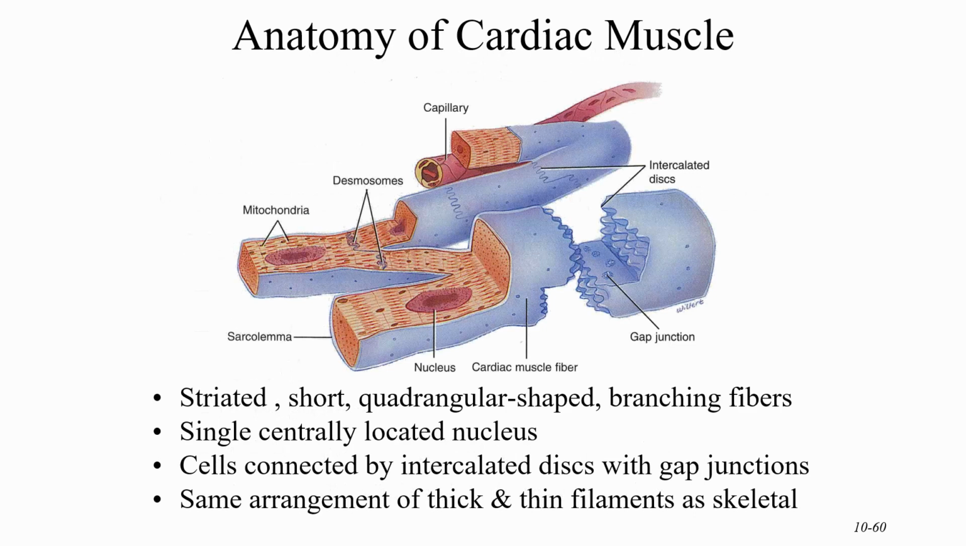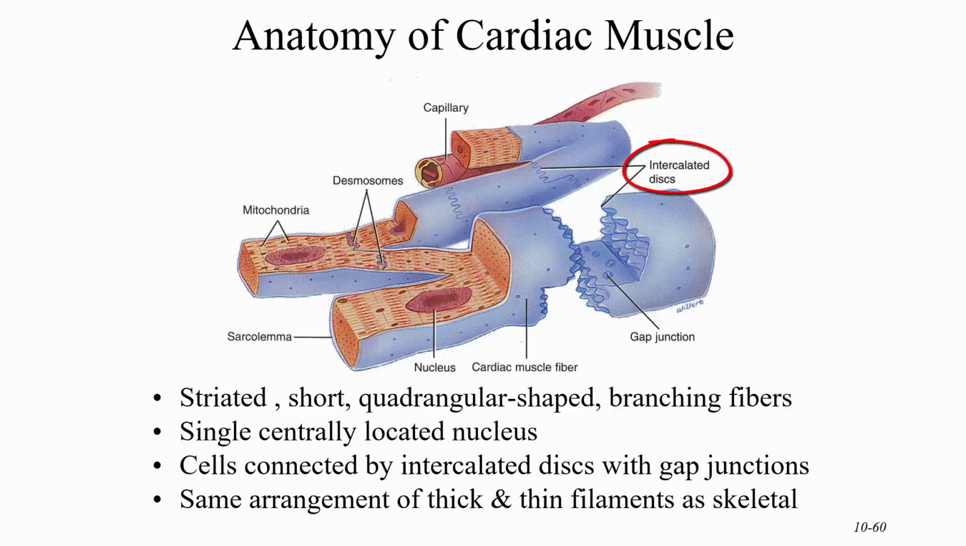Now looking at the anatomy of cardiac muscle, if you remember, cardiac muscle is striated and involuntary. It's striated because the sliding filaments are going to be very similar to skeletal muscle. So it's going to be striated, short quadrangular shaped branching fibers. It's going to have a centrally located nucleus.